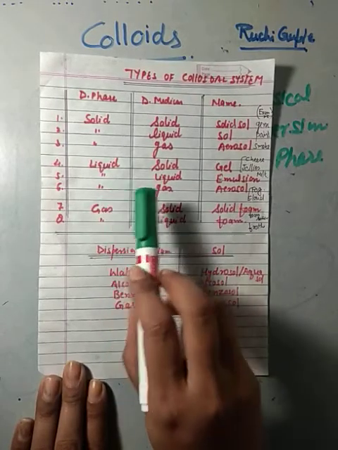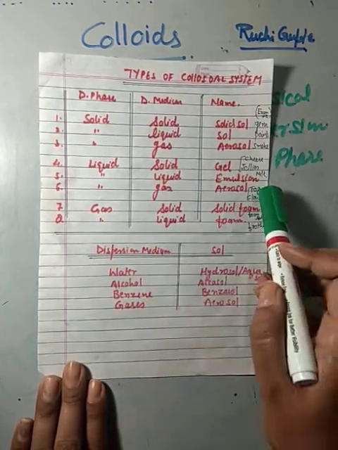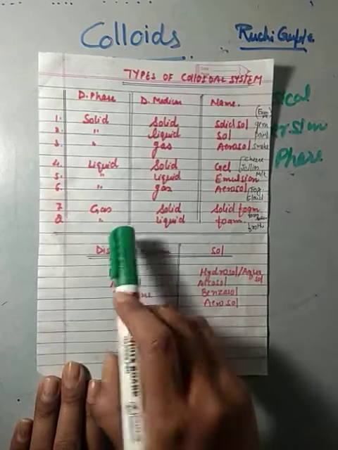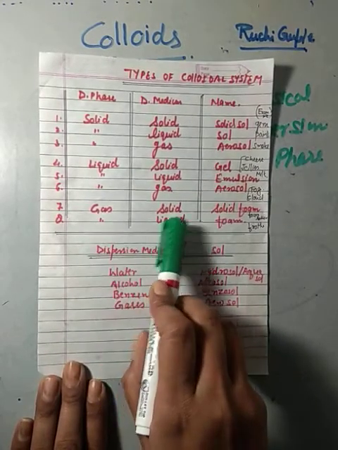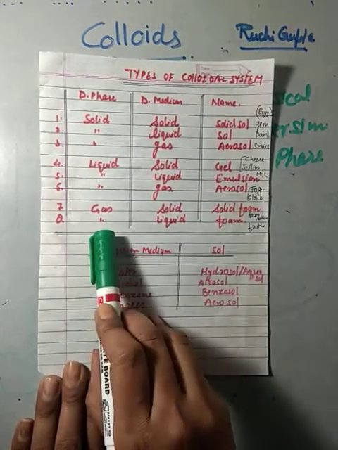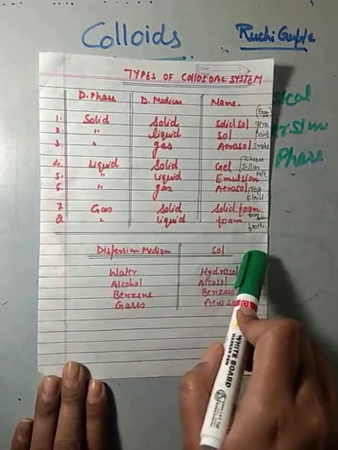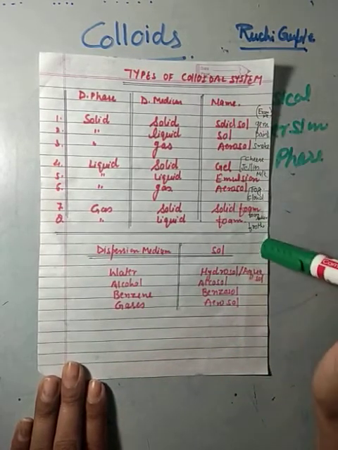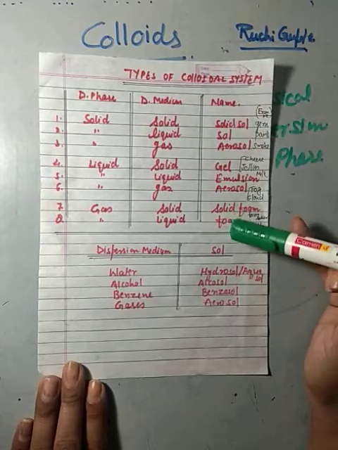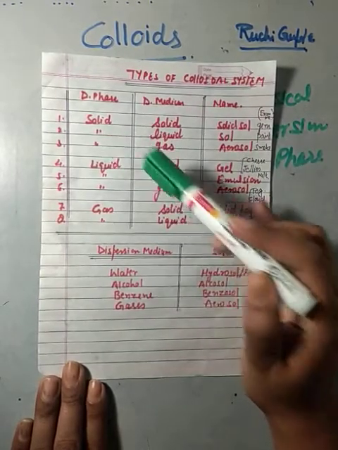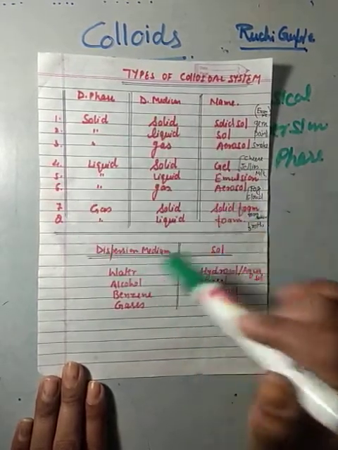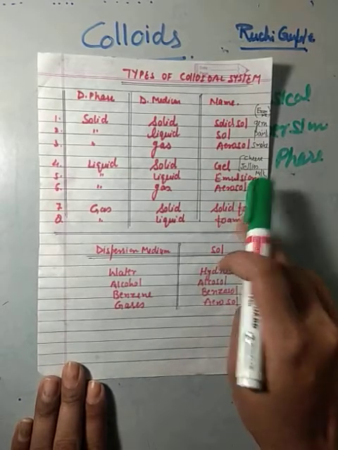If the phase is liquid and the medium is also liquid, it is called emulsion, for example milk. Gas in solid is solid foam. Gas in liquid is foam or froth of soap. So these are the examples. Here are the names of the colloid forms, with the dispersed phase and the dispersion medium. You all have to make this table in your notebook and you just learn it.